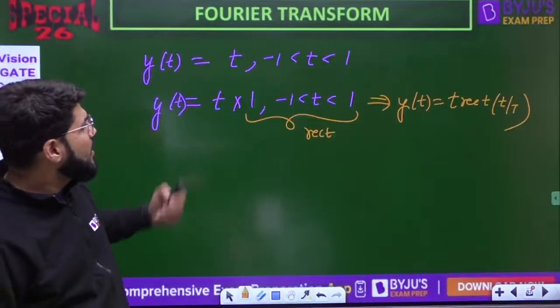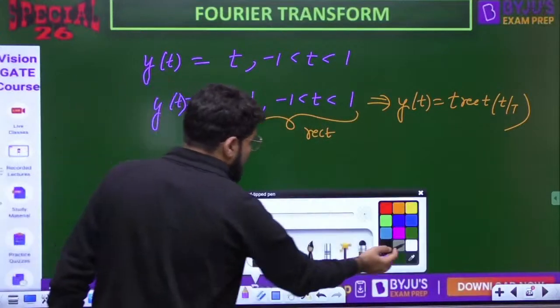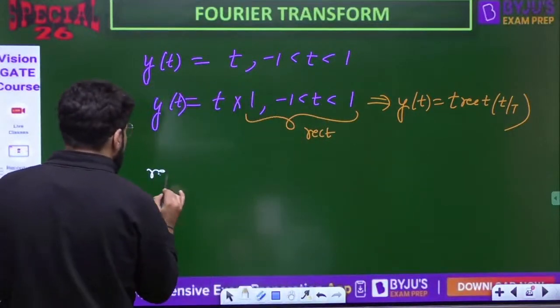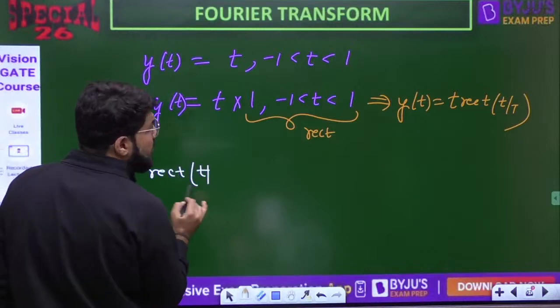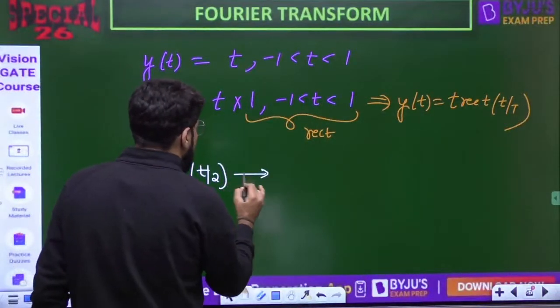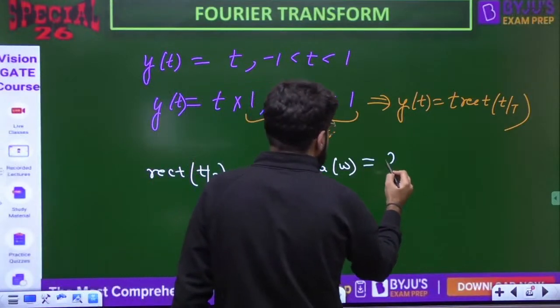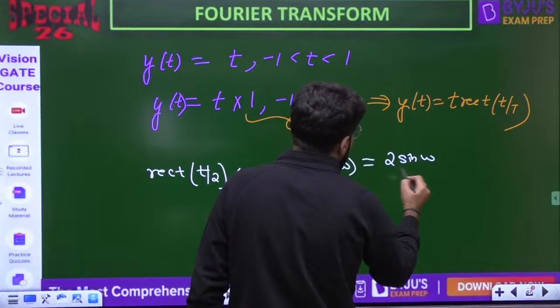Okay, let's come back to the previous question now. So now we know the Fourier transform for rect, rect of t by T. What is T? The value of T is 2 already. Rect of t by 2 has the Fourier transform 2 sampling omega, which I can write as 2 sin omega by omega. And now I need to differentiate.